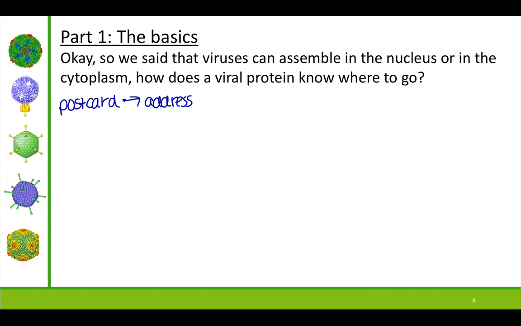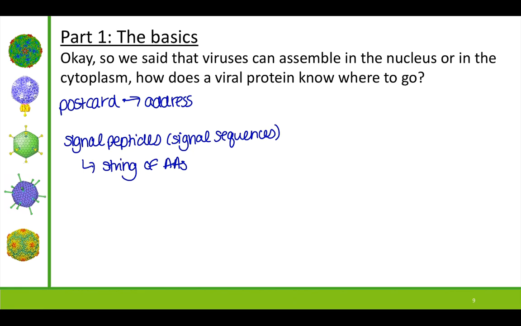Well, it turns out that proteins, be it viral proteins or host proteins, know how to go through two things. It's going to be through signal peptides. And so signal peptides or signal sequences are part of the amino acids of the protein itself. So they're part of that polypeptide. And this is a string of amino acids that is essentially a signal of where the protein is headed.